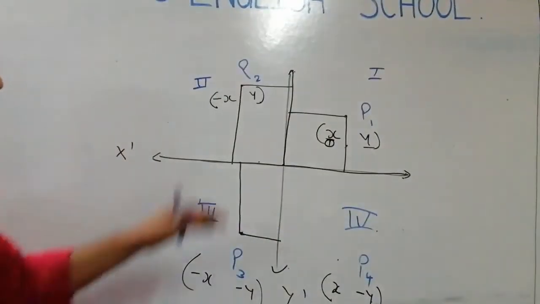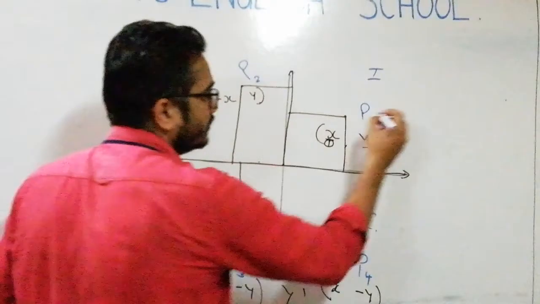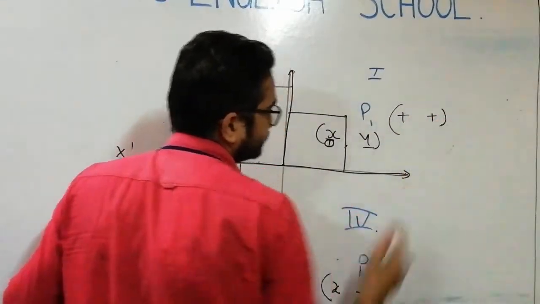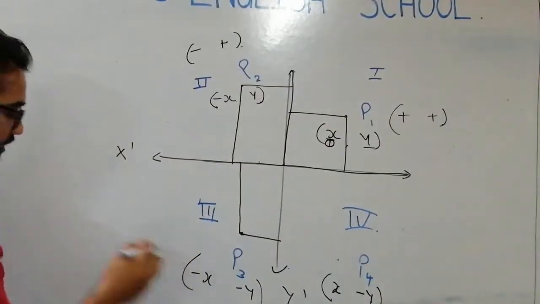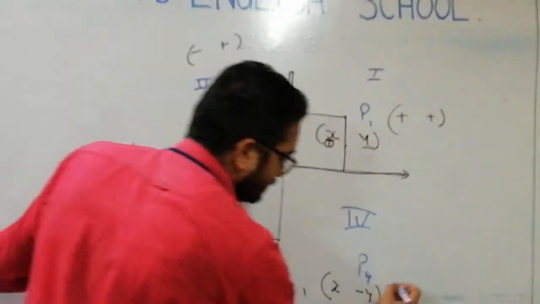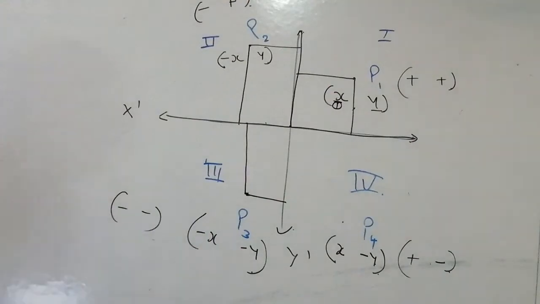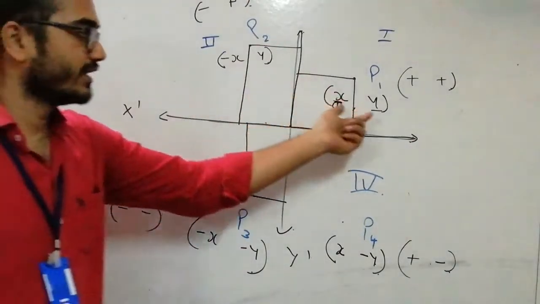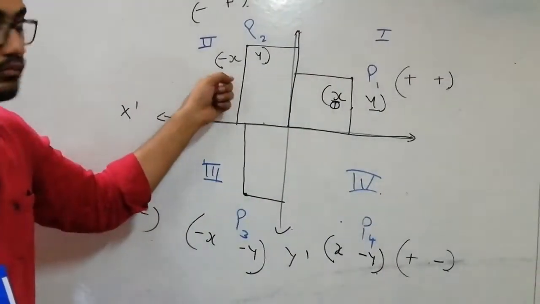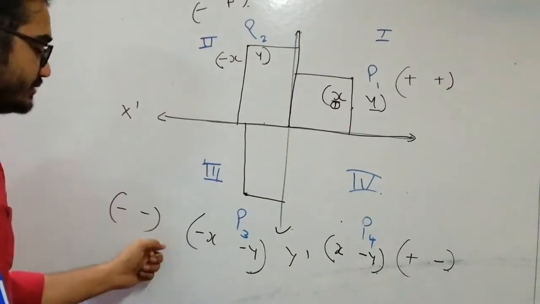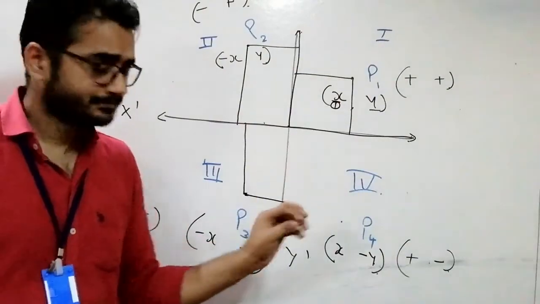As you can see, if the point is in the first quadrant, we have plus plus. If the point is in the second quadrant, we have minus plus. If the point is in the third quadrant, we have minus minus. If it is in the fourth quadrant, we have plus minus. So we can conclude that if a point is located in the first quadrant, both coordinates will be plus; in the second, minus and plus; in the third, minus minus; and in the fourth, plus minus. That is all about coordinates and quadrants.